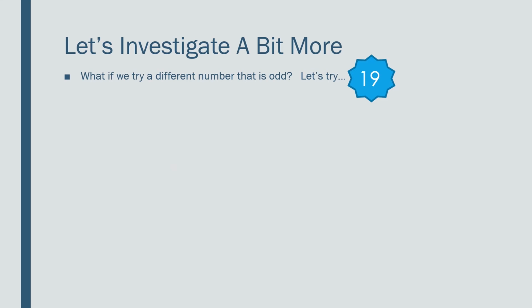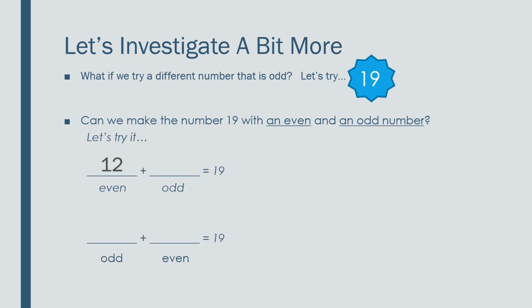Let's investigate a bit more. If we continue to investigate with the number 19, can we make the number 19 by adding an odd and an even number together? Let's try it. If we start with 12, what number would we need to equal 19? We would need 7. An even plus an odd number equaled 19.